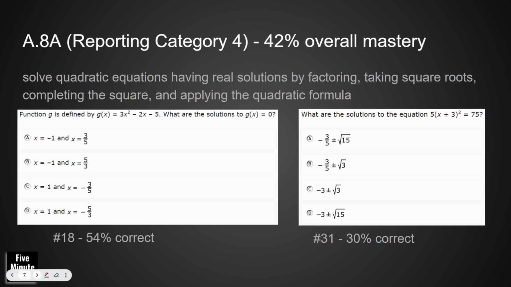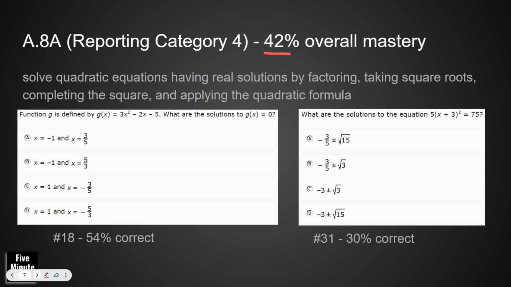Next, we're looking at A.8a. We had 42% overall mastery. And we are solving quadratic equations by factoring, taking square roots, completing the square, applying the quadratic formula. It's all different kinds of options here. So number 18 got us 54%. Okay, so what are the solutions here? There are a few different ways that we could solve this, and so let's just use the quadratic formula, but we can always factor, we can always complete the square.